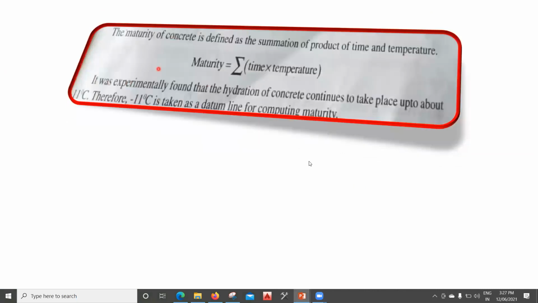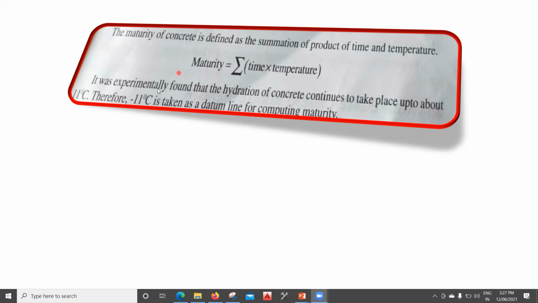So this is how the formula is given. The maturity of a concrete is defined as a summation of the product of time and temperature, obviously, because as we understood, it depends on time and also the temperature. So maturity is equal to the summation of time into temperature.